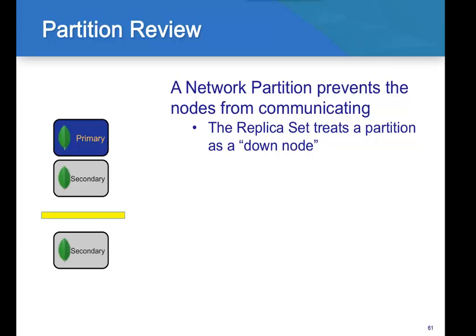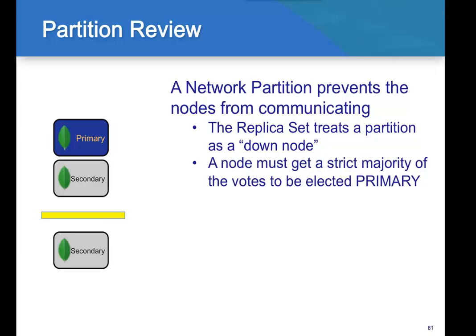A network partition is something that will prevent the nodes from communicating. A replica set treats all the nodes on the far side of the partition as down nodes. As we said, a node must get a strict majority of the votes to be elected primary.